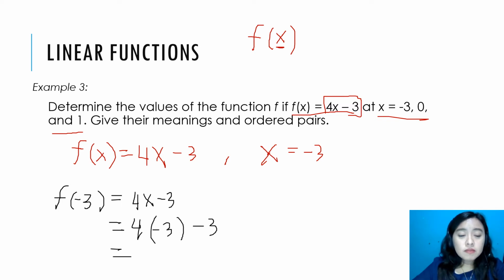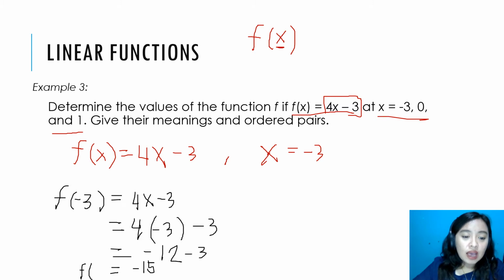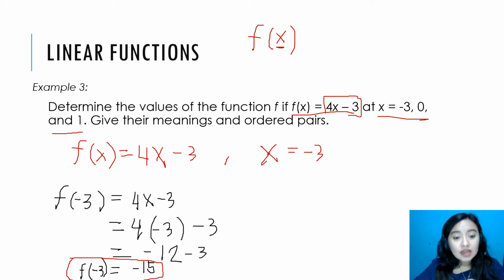That will become 4 times negative 3, or negative 12, minus 3, or that is negative 15. So, if we have f of negative 3, kung negative 3 ang value sa ato ang x, ang value sa ato ang function, kung atong isolve is negative 15. Meaning, kung negative 3 si x, inig-solve nimo negative 15 ang mugawas na value sa imuhang function.